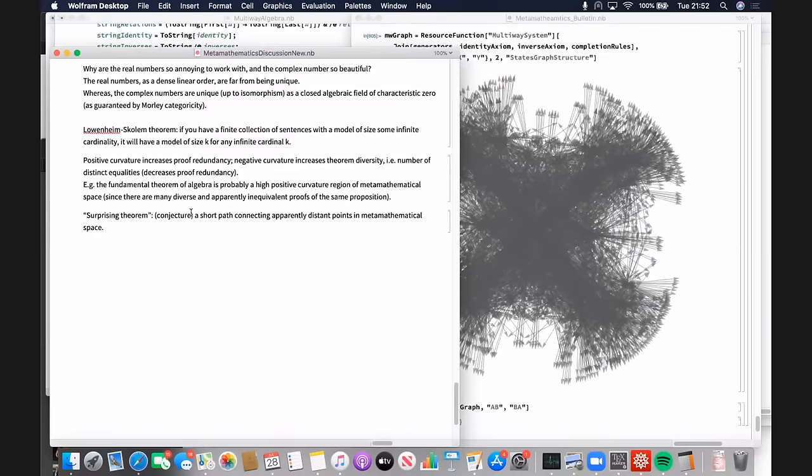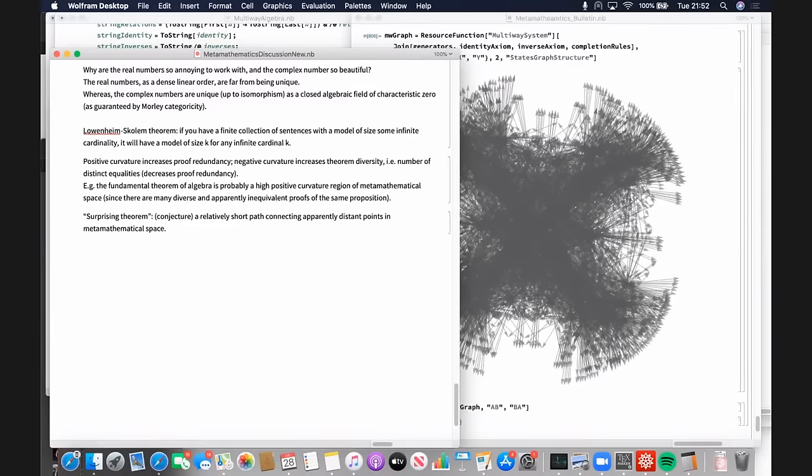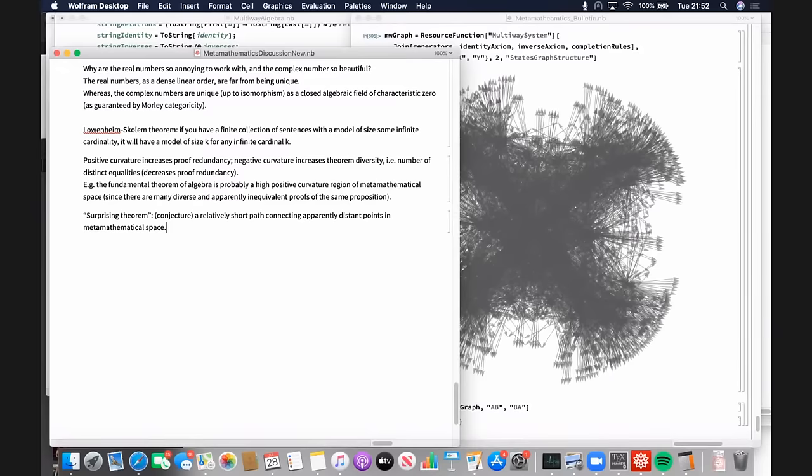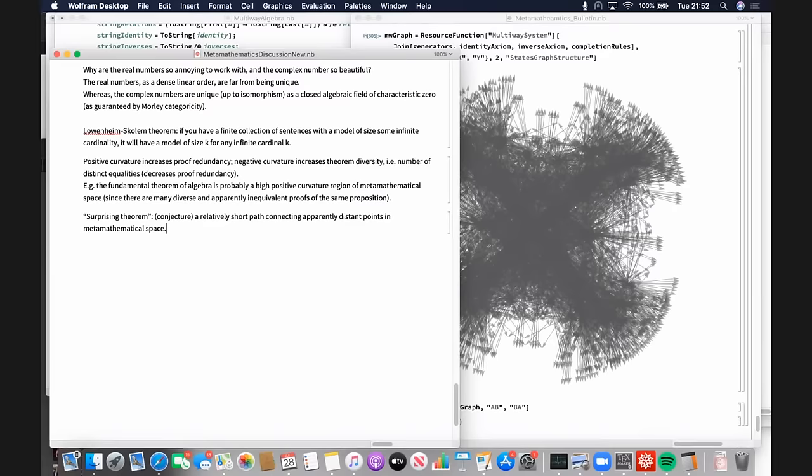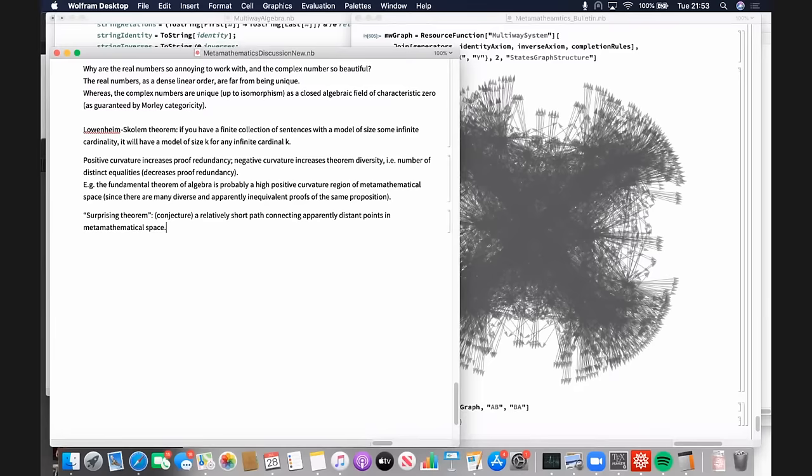Let me just find this. Oh, come on. Why didn't I put that in the index? Surprising theorem should have been in the index. I've got a nice list of these different cases. Let's see whether our search system is not totally terrible. Ah, here we go. Okay, I'll put it in the Zoom chat. You can pull it up.